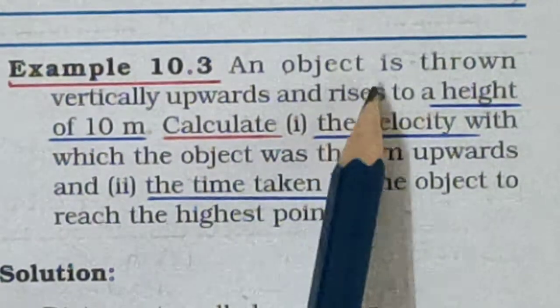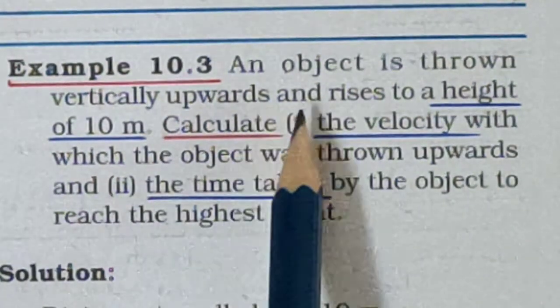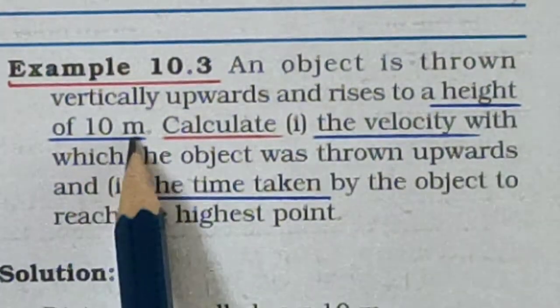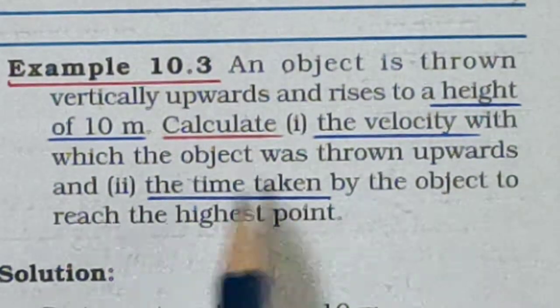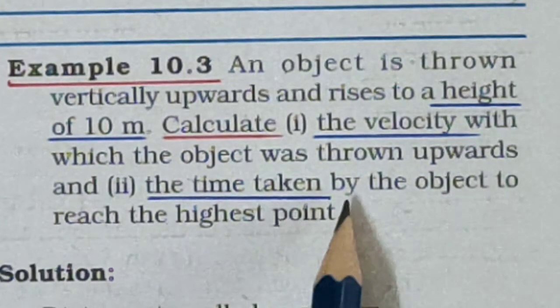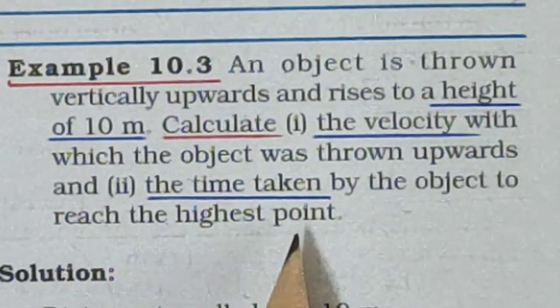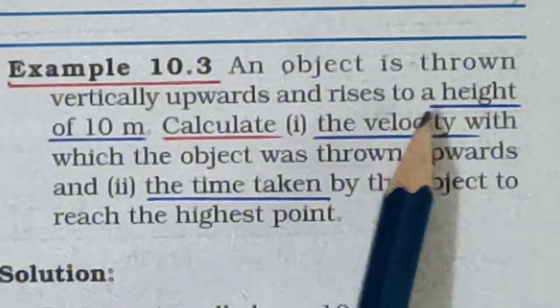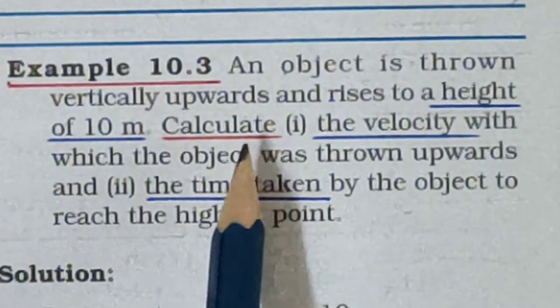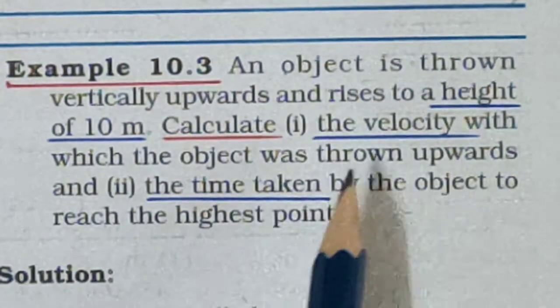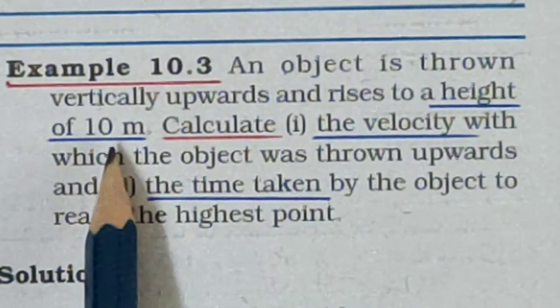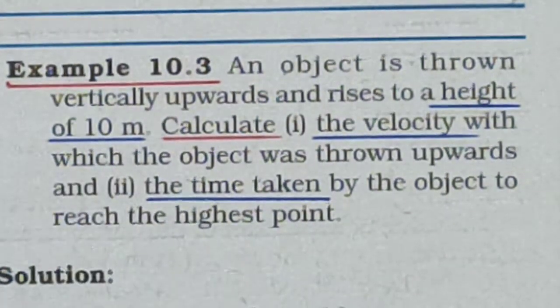An object is thrown vertically upwards and rises to a height of 10 meters. Calculate the velocity with which the object was thrown upwards and the time taken by the object to reach the highest point. See, when you throw the stone upwards, at some point the final velocity becomes 0, and it has traveled 10 meters. That is the distance traveled, s is equal to 10 meters.